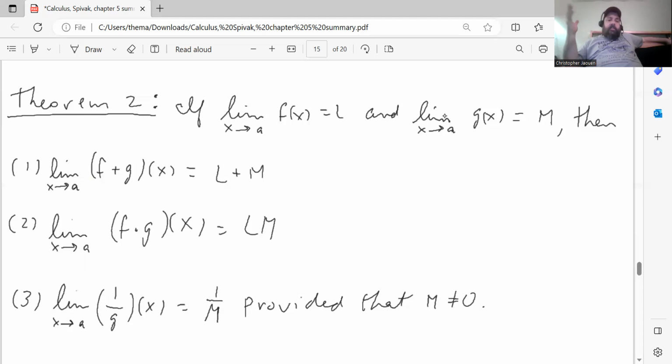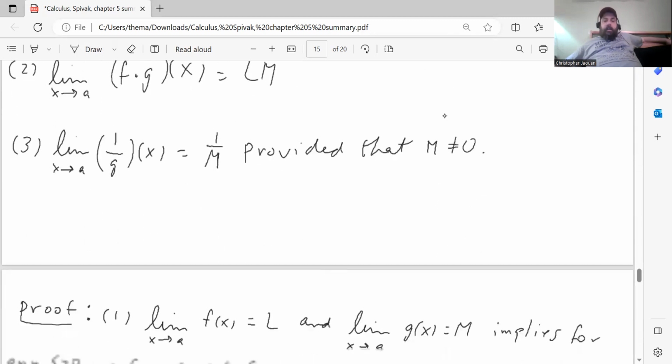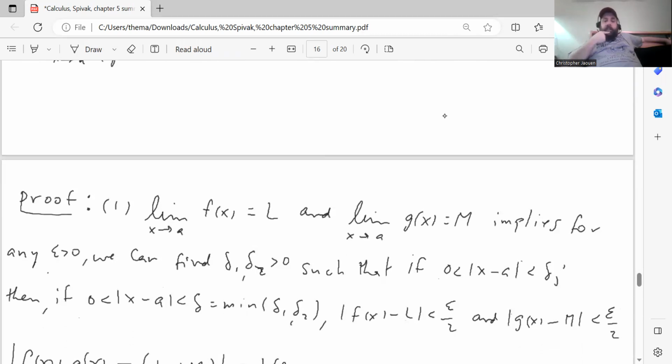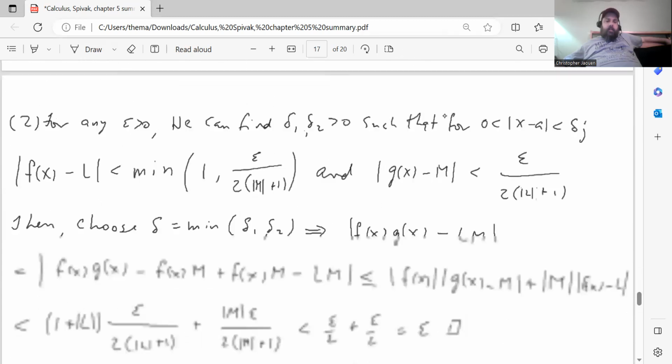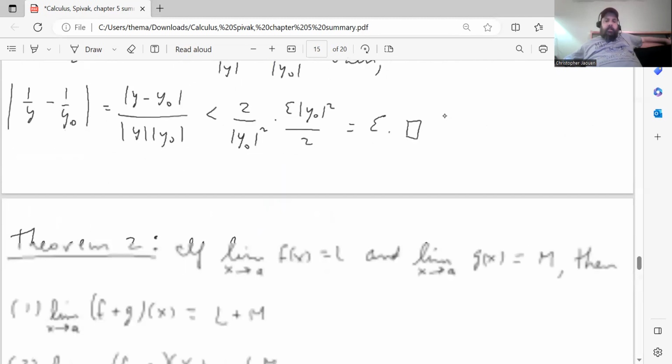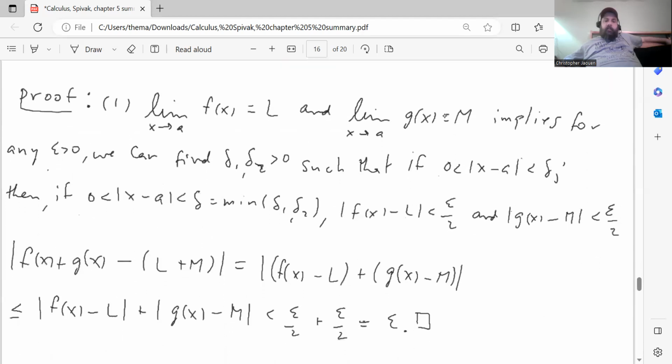So what this is saying is the limit of a sum is the sum of the limits, and the limit of a product is the product of the limits, and the reciprocal, I guess, is the way that it's stated. The reciprocal of a limit is the limit of the reciprocal. So again, provided that the limit of g is not 0. All right, so let's prove those. We're going to use those lemmas in order to prove these parts. So I numbered them. This is the proof for 1, 2, and 3. So here's the proof for 1.